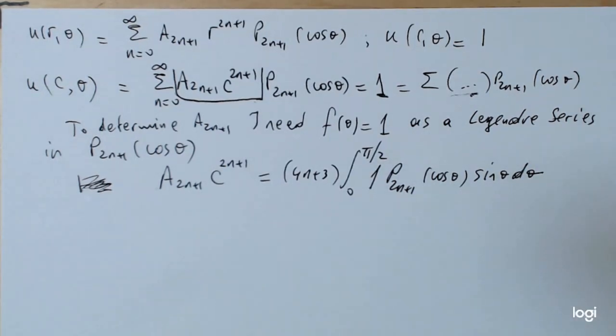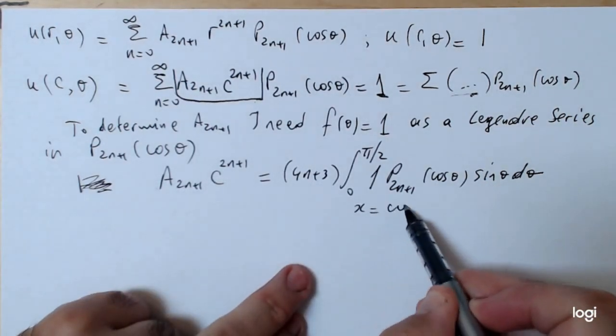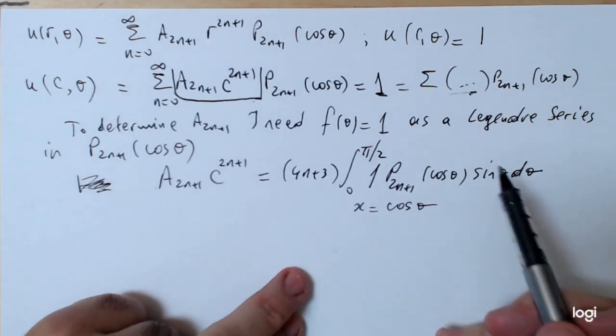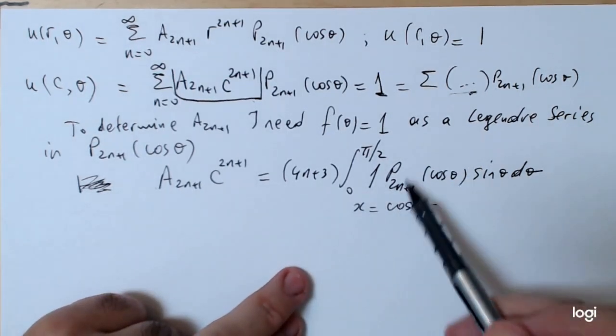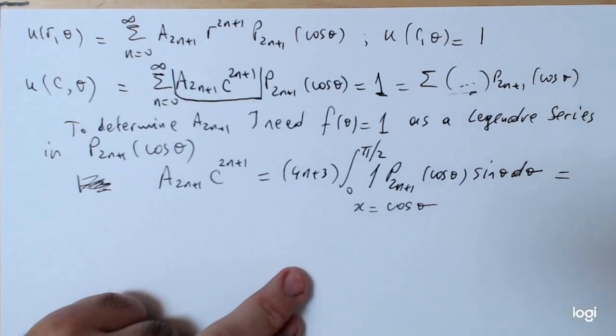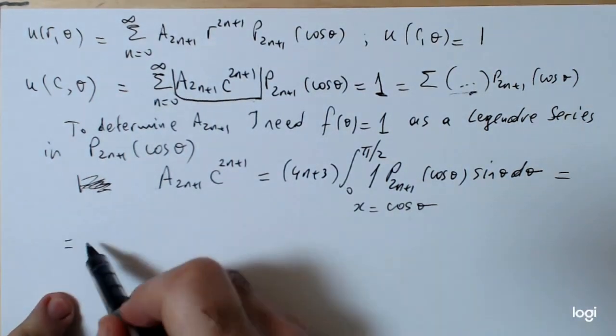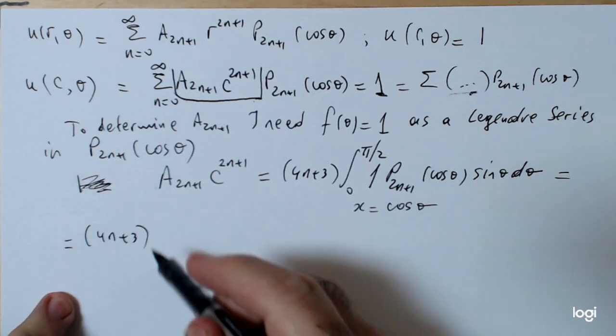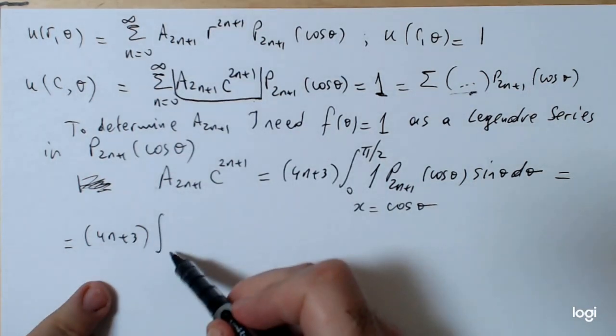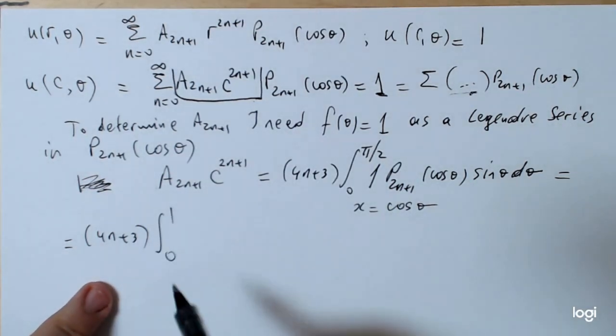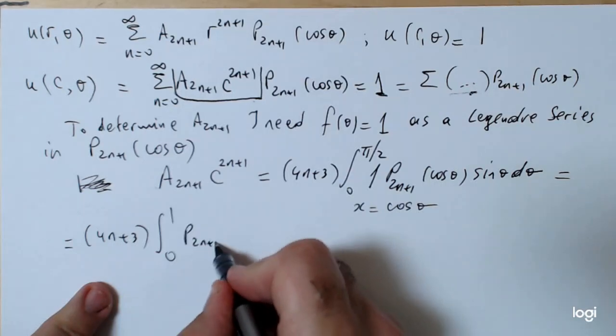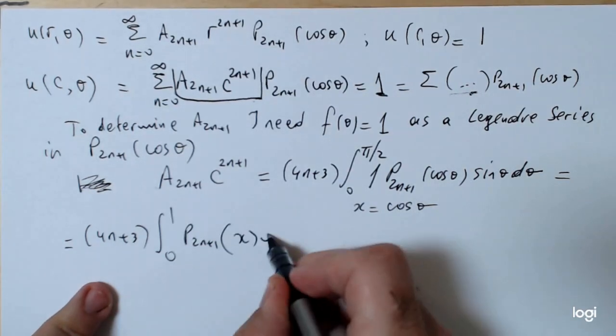So that's applying strictly the definition of the Legendre coefficients. So what do you do if you have to solve the integral by hand? Well, you always, in this case, make the substitution x equals cosine of theta, which will bring this into the standard Legendre polynomials. So this will be equal to (4n+3) times the integral from 0 to 1 of P_{2n+1}(x) dx.